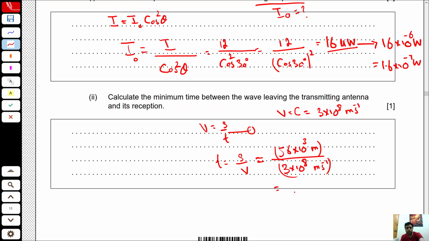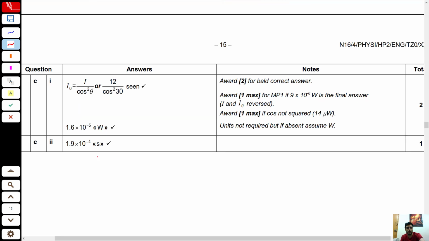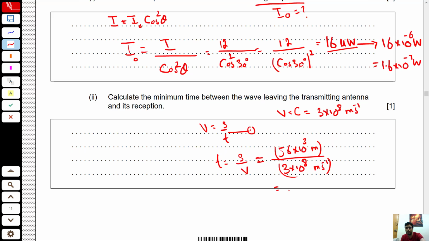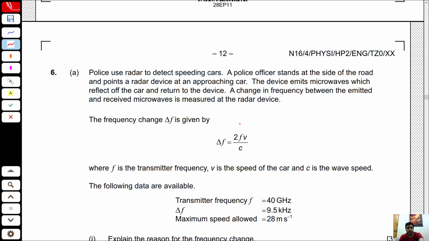And when you hit the calculator, it will give you a very small number. The speed of the wave is quite high. 1.9 times 10 to the power of -4 second will be the answer to 2 significant figures, because the maximum number of significant figures here is 2. Speed equals distance over time, because the speed of the wave is constant. All electromagnetic waves travel at the same speed of light.